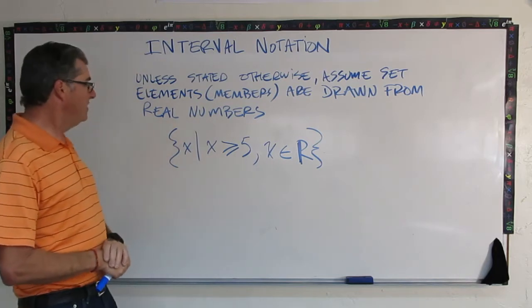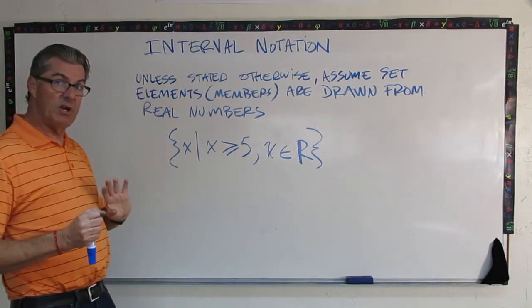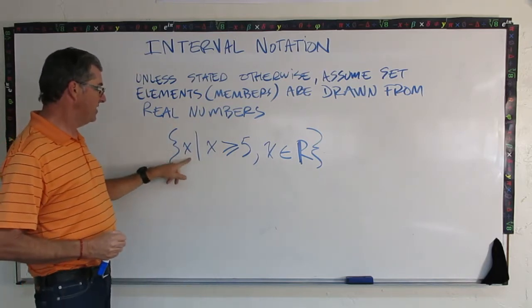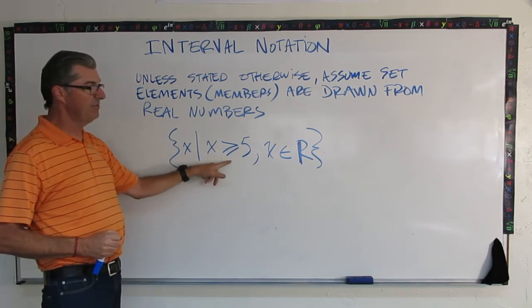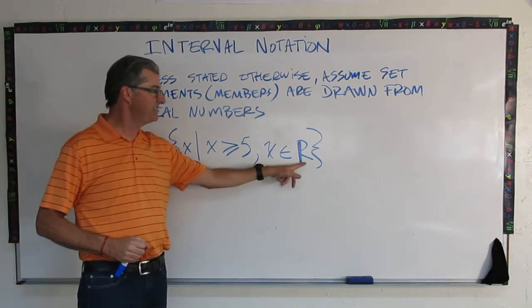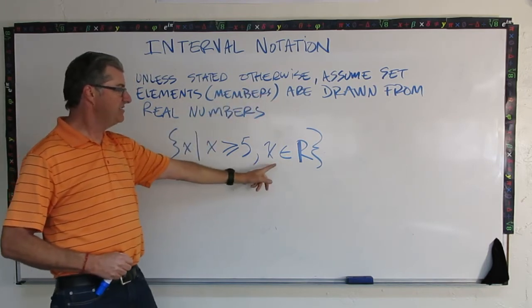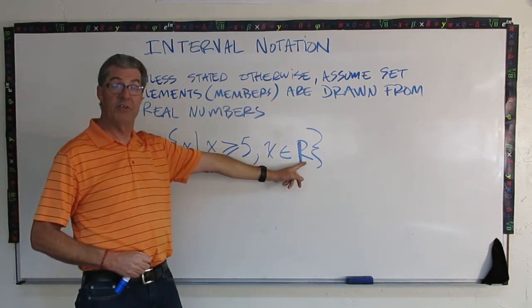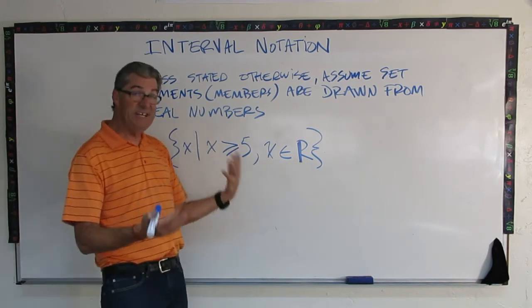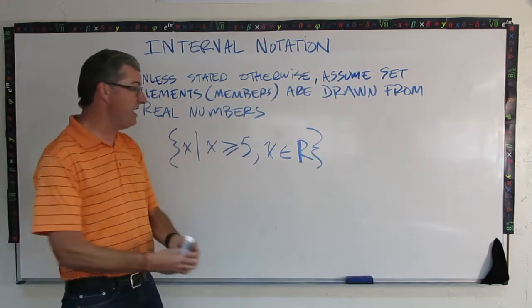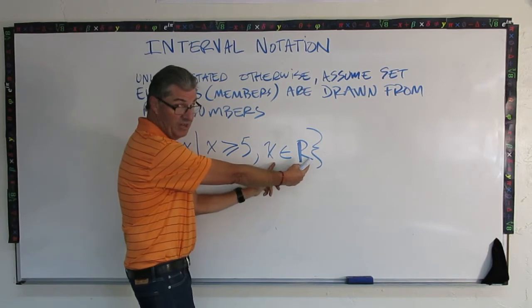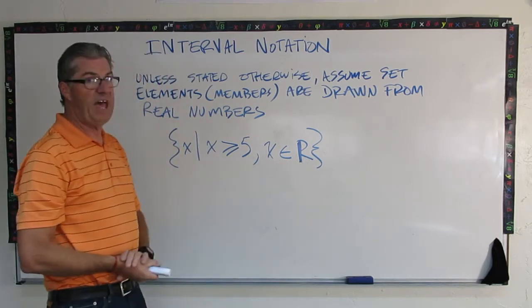Okay, so remember that first example I put up on the last board? X, the set of all x such that x is greater than or equal to 5. If I add this, I'm just formalizing what this says. X is an element of the real numbers. So I didn't need to put that because you assume that if you don't see a special clause here. But you can put that.